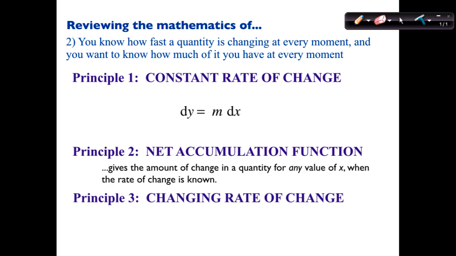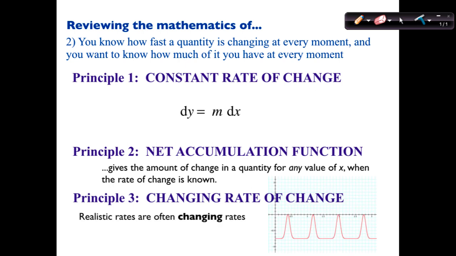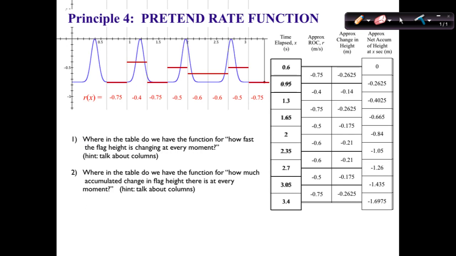Okay, but then we said that realistic rates are often changing rates. So instead of the constant rate of the flag coming down, if he's pulling hand over hand, it may look something more like this, right? And so when you have a changing rate of change, coming up with this net accumulation function is more difficult, because that was based on a constant rate. All right, so what did we do? We turned that changing rate function into a bunch of constant rates so that we could still use dy equals m dx.